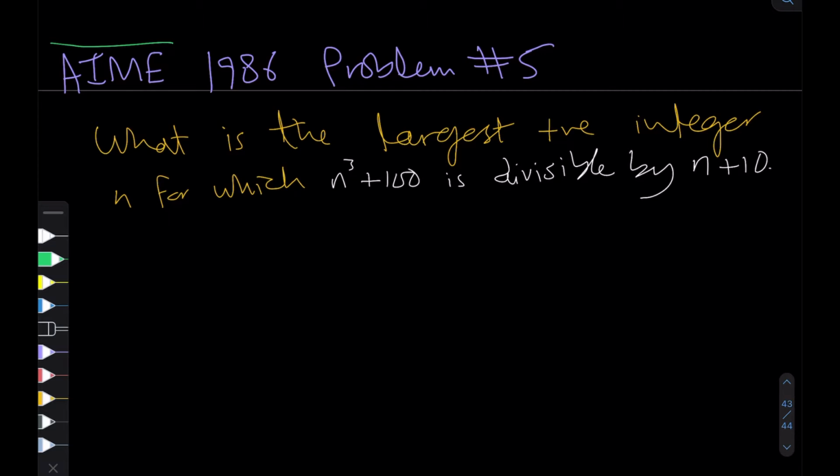This is problem number 5, and it asks the question: what is the largest positive integer n such that n cubed plus 100 is divisible by n plus 10? So we want n cubed plus 100 to be n plus 10 times some integer, right? And for this I will provide two solutions, one that I did and another that I found on the internet that I thought was also good.